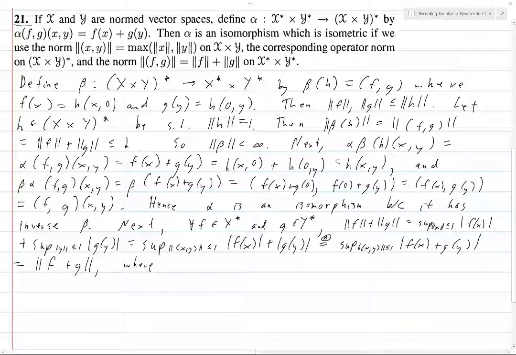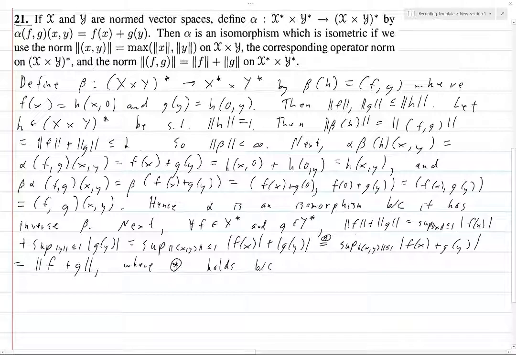So this will confirm that it's an isometry, because the norm of f plus g will be the same as the norm of the pair that you put in. Because this is just alpha, this is the norm of alpha(f,g), and this is the norm of (f,g). So there you go.